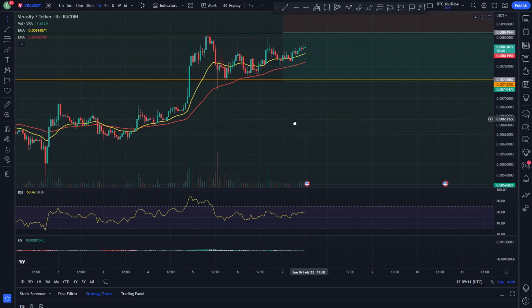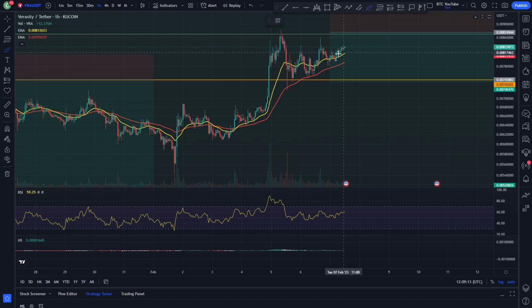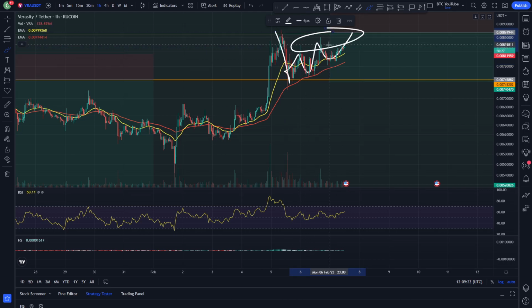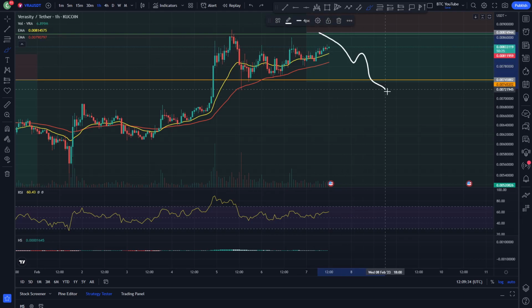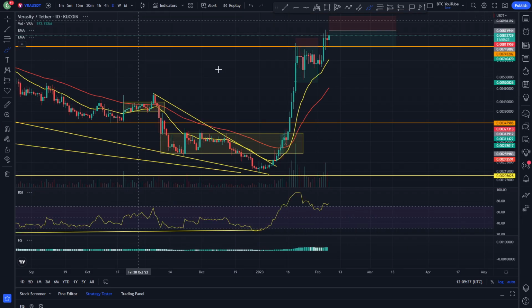You can see on the hourly time frame a bit more granular detail about what's going on. We ran up to that level, got rejected, came back down, and retested that previous level of resistance as support. Interesting indeed. And now it's looking like we're coming back up to retest that level. I do think we'll probably get another retest here, and then maybe a rejection and a move down a bit lower. That would be my analysis.